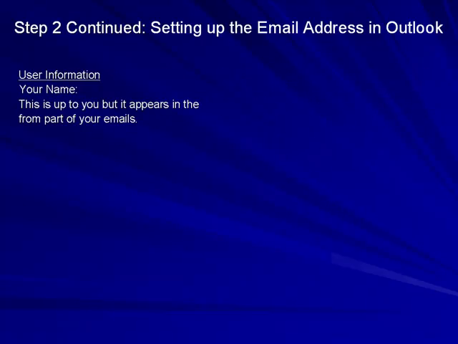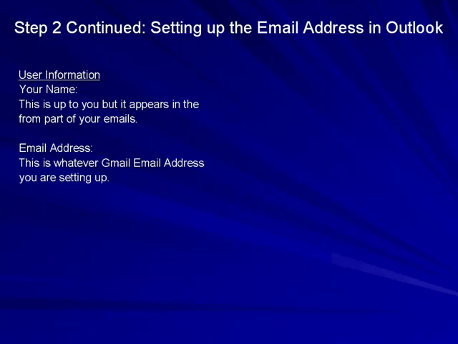At that point, you'll need to enter the user information for the email address that you're setting up. You'll enter your name. This is up to you, but it appears in the part of your emails as to who it is from, so you'll want something that sounds professional that you want people seeing. The next thing you'll enter is the email address that you're actually setting up. This will be the Gmail address that you have decided that you want to forward to Outlook.